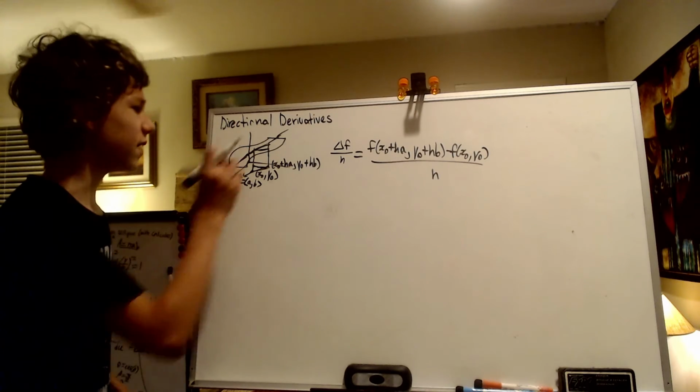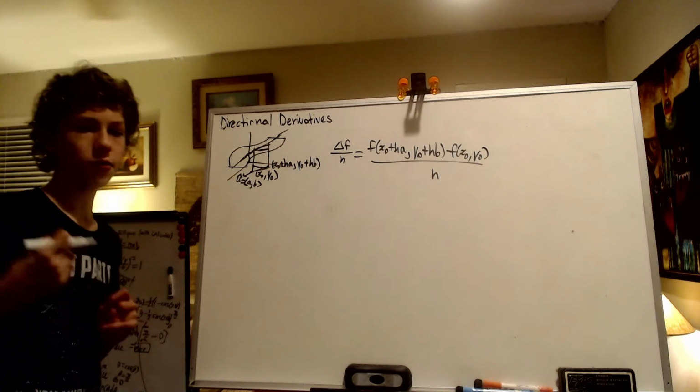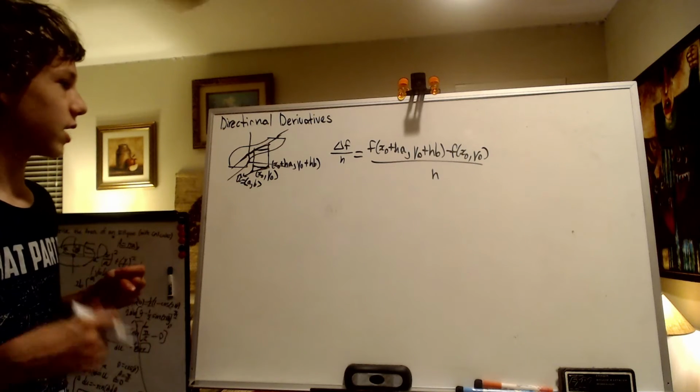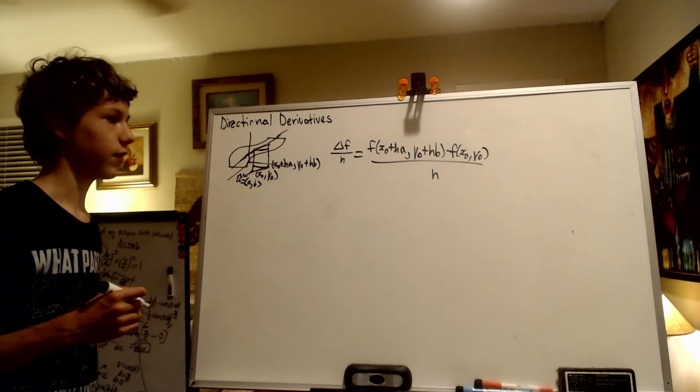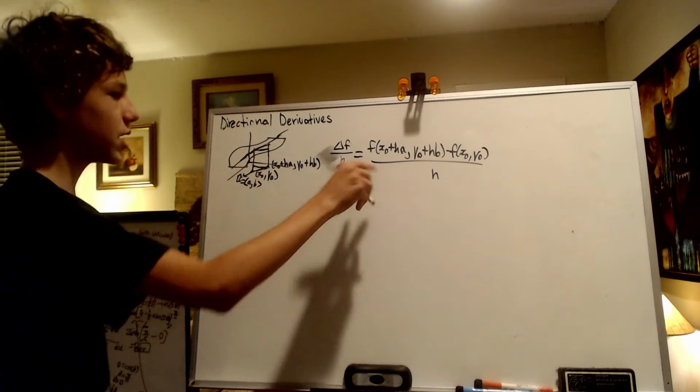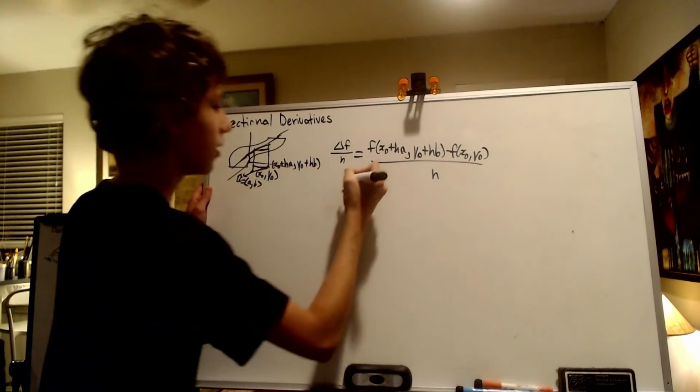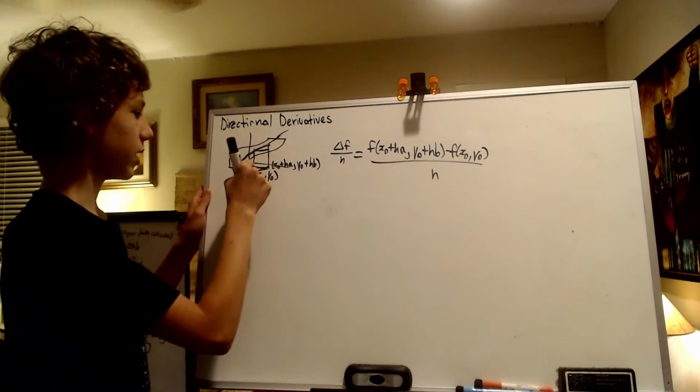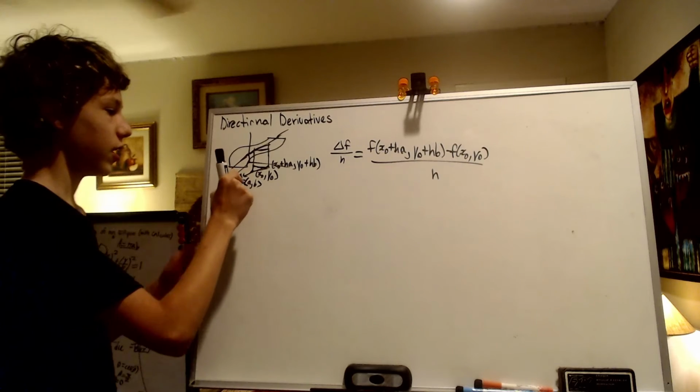But to get the instantaneous rate of change, we can refer back to our definition of derivatives in Calculus 1 with single variable functions. And we can just take the limit as h goes to 0 here. And that will give us the instantaneous rate and thus the directional derivative of u.